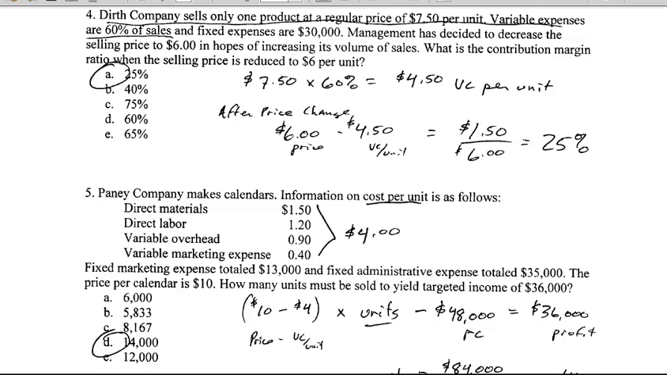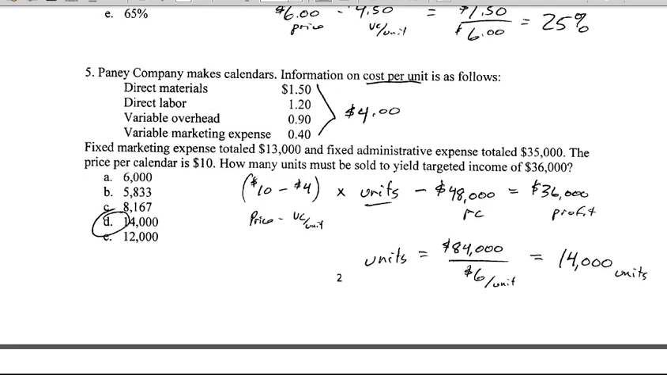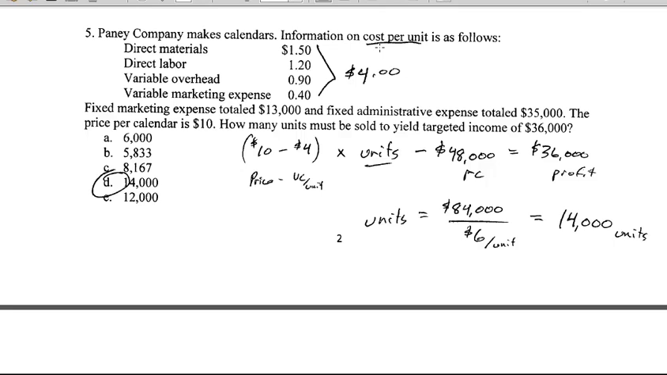On number 5, it says that the company makes calendars. Information on cost per unit is as follows. It tells you that the fixed marketing is $13,000, fixed admin is $35,000. Price per calendar is 10. How many units must be sold in order to have targeted income of $36,000?